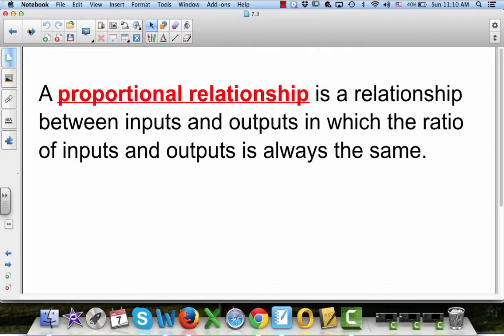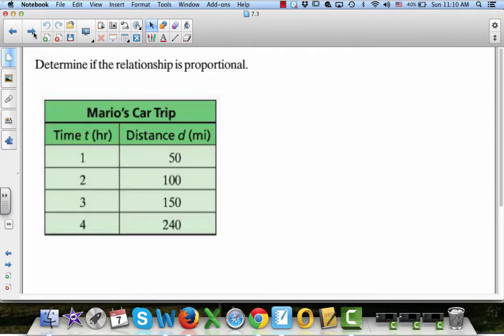Now let's see what this means to us, okay? Let's determine if this relationship is proportional. Time is the input, distance is the output. So let's see if the relationship is proportional. This is what you do. You come over, let me get a marker. Let's use blue this time.